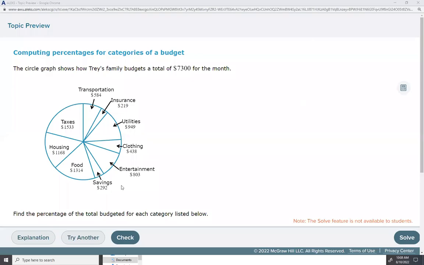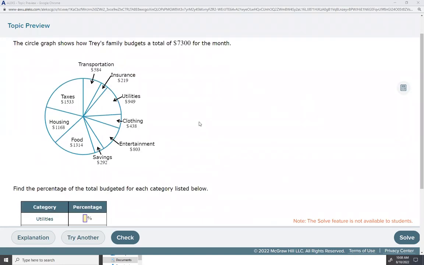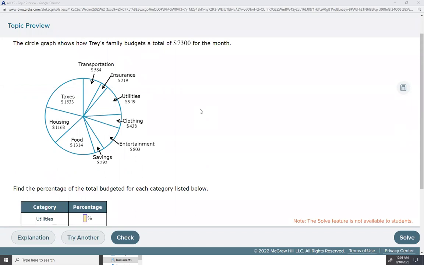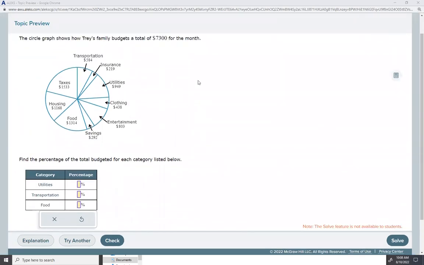Okay, so computing percentages for categories of a budget. The circle graph shows how Trey's family budgets a total of $7,300 for the month. They could have done these amounts in percentages, but that's okay. They just did them in straight dollars. So this is how they wrote out their budget. In terms of a pie graph, I just did a spreadsheet with no graphics.